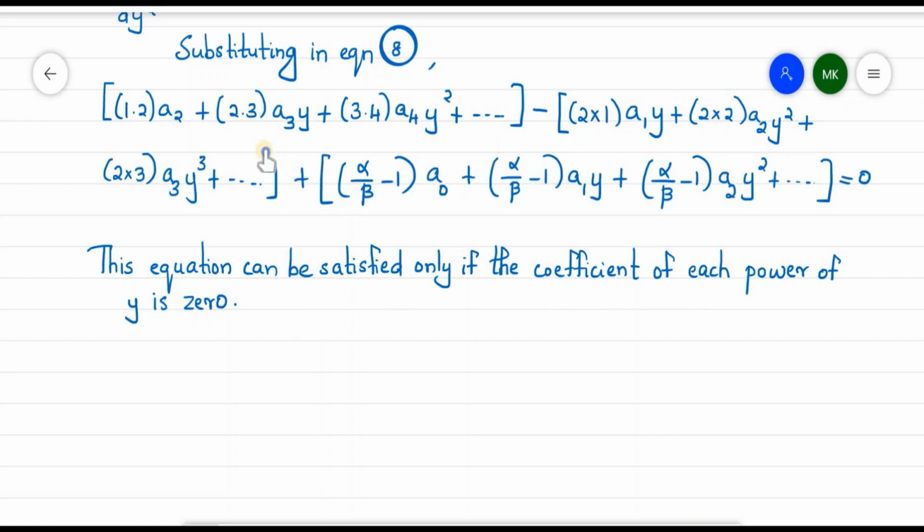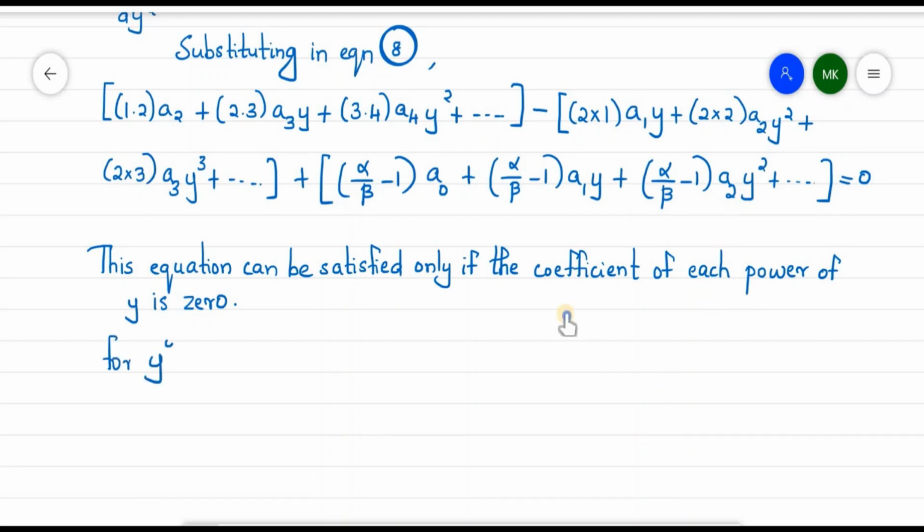For example, if we take the coefficient of y square, 3 into 4 into a4 plus 2 into a2, and also alpha by beta minus 1 into a2. The sum of all these terms should be equal to 0. Similarly, for each power of y, that is for y cube, y square, y, etc.